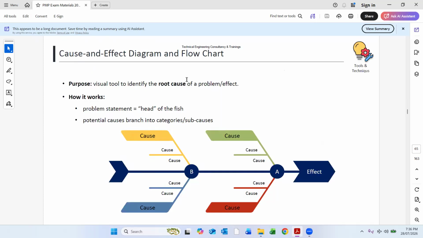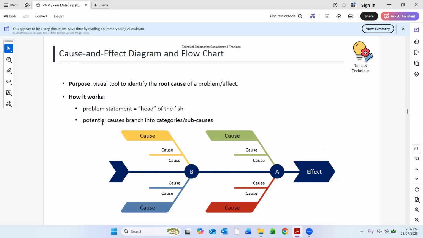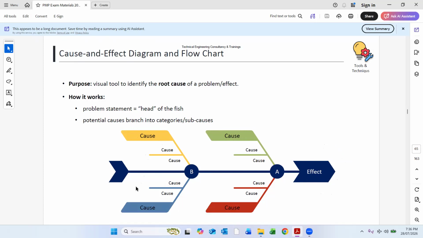This is the cause and effect diagram. In the cause and effect diagram, the problem statement, which is the effect, is called the head of the fish. So this is actually the head of the fish, and these are potential causes, branching into categories and sub causes. So these are the potential causes.